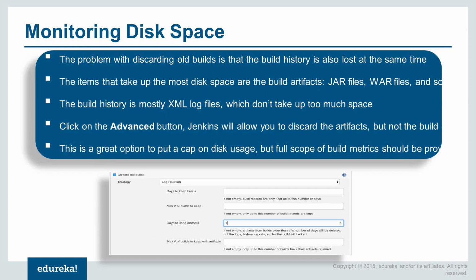The problem with discarding old builds is that the build history is also lost at the same time. The items that take up the most disk space are the build artifacts, for example jar files or war files and so on. Build history is mostly XML log files, which don't take up too much space. So when we click on the advanced button, Jenkins allows you to discard the artifacts but not the build data. This is a great option to put a cap on disk usage, but the full scope of build metrics should be provided.